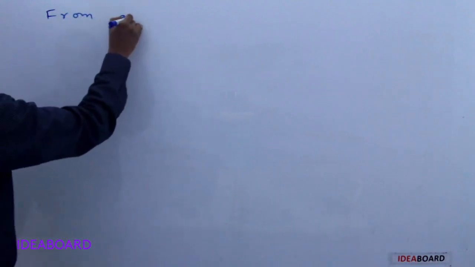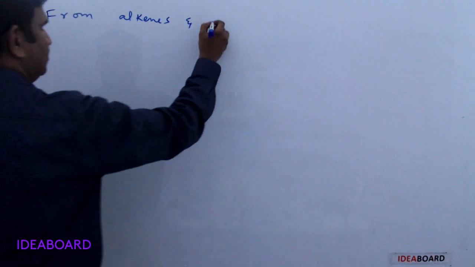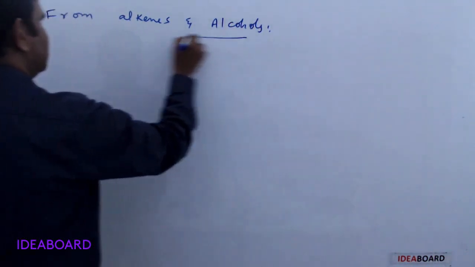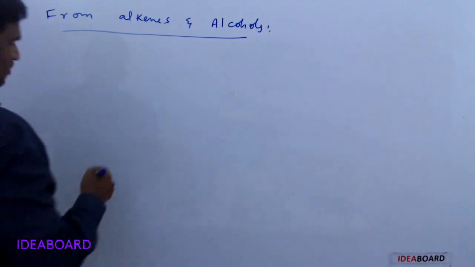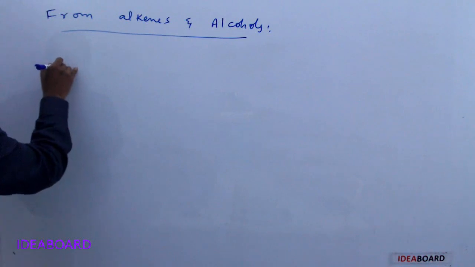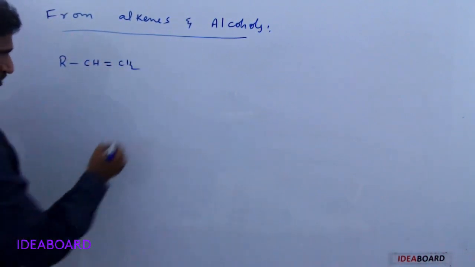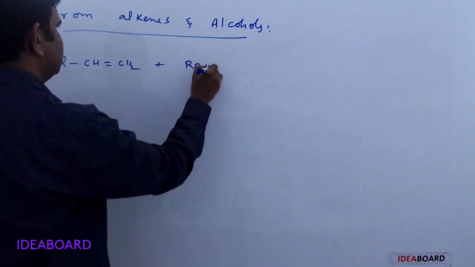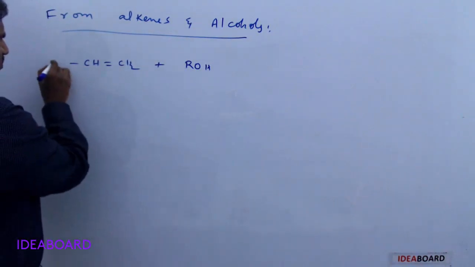Next, from alkenes and alcohols. So here, from alkenes and alcohols, first, suppose I am taking RCH double bond CH2, and here we are taking alcohol ROH, or suppose we are taking directly a CH3 group.